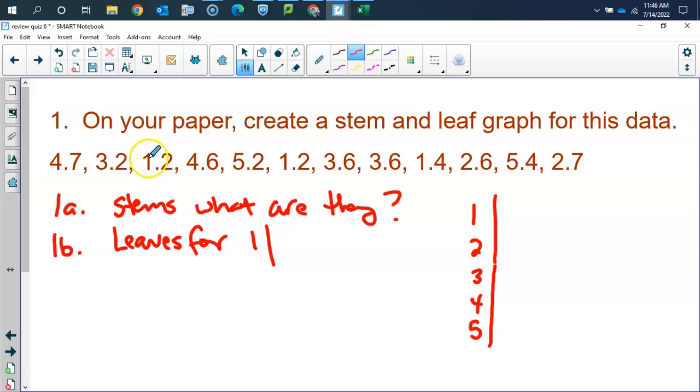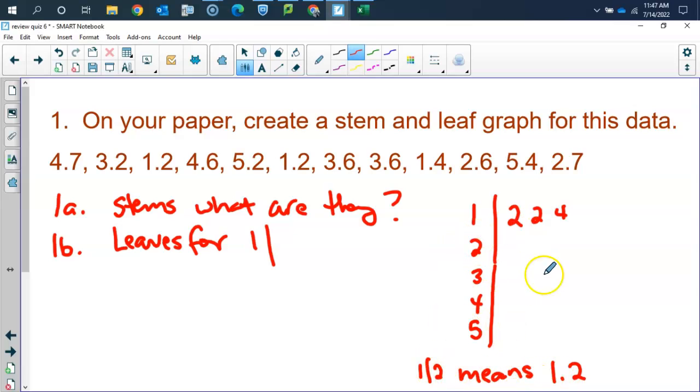So what you should have done in our stem of 1, we've got 1.2, so that 2 is going to go there. Well, let me look at all the ones. 1.2, 1.2, 1.4. Because your leaves want to be in order. So these already are 2, 2, and 4. Now, down here at the bottom, I'm going to write 1 line 2 means 1.2. That's what we call our key.